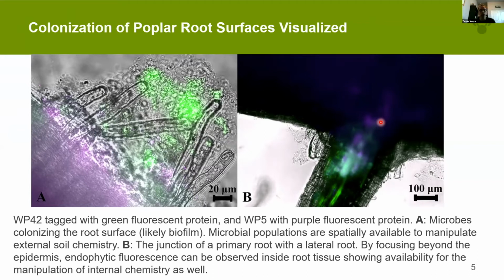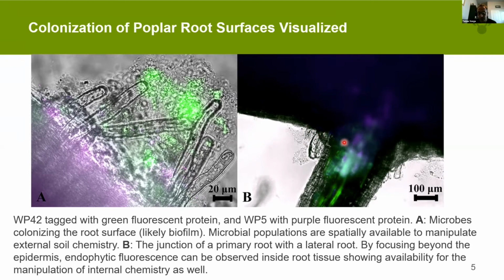This fluorescence microscopy experiment was used to show that. On the left side, we are showing a root surface. The two different strains were tagged with two different fluorescent proteins to visualize them. What we can see here is that the bacteria indeed colonize the root surface, creating a kind of biofilm, which suggests that the bacteria are available on the root surface to manipulate external soil chemistry.